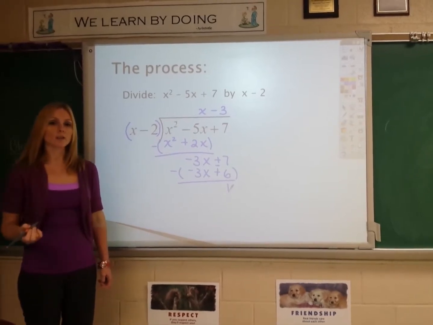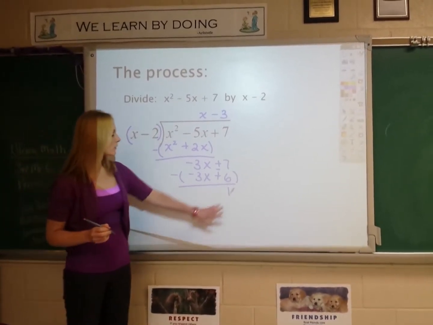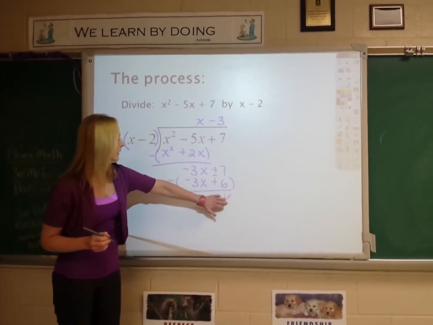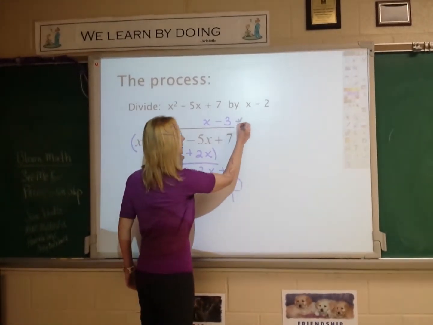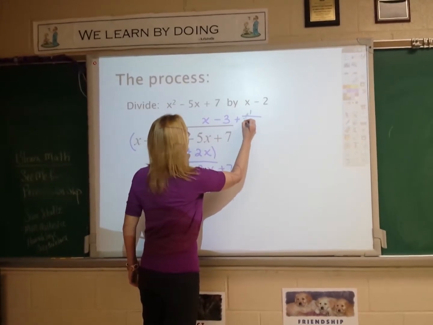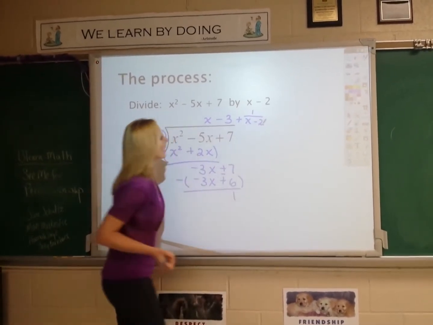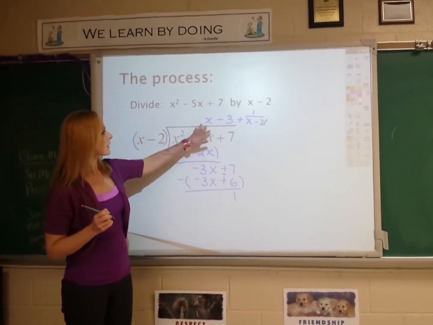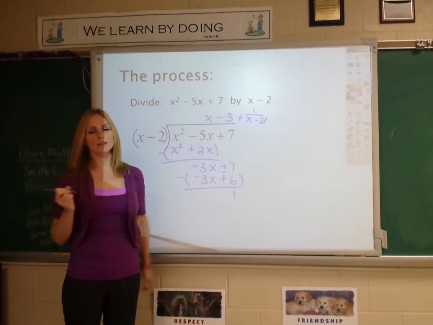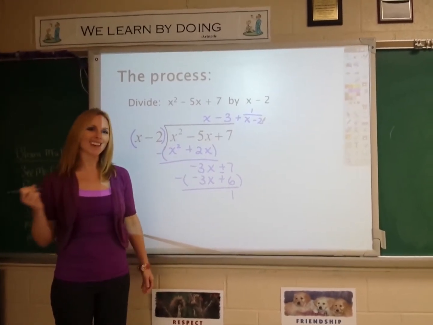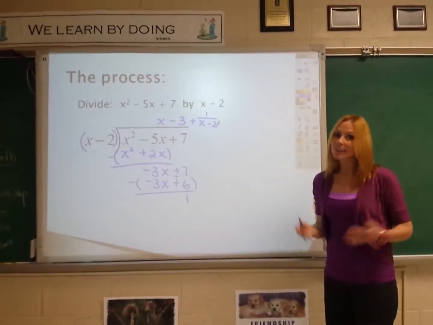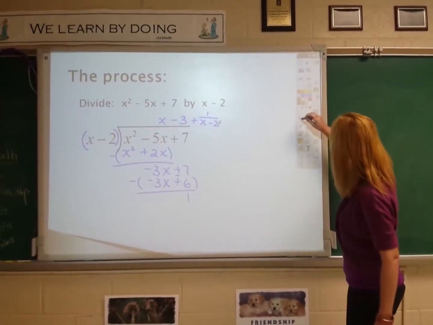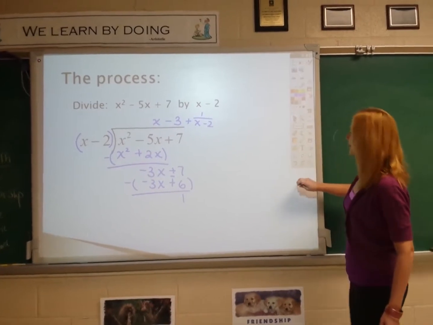This time we have a remainder, so what you're going to do with your remainder 1 is, remember, the remainder always goes over your divisor, so we're going to put plus 1 over x minus 2. And this is your final answer: x minus 3 plus 1 over x minus 2. Okay, so that's our first problem. I'd ask if you had any questions, but you can't answer. Okay, so let's move on to our next problem.